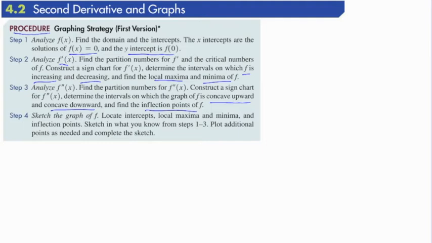Finally, you're going to sketch the graph after you've located intercepts, local maximums and minimums and inflection points, and all of the information you've acquired from steps 1 through 3, plot additional points if needed, and complete a sketch. Okay, so now we're going to apply the graphing strategy we just went over. And again, step 1 said to analyze. And to analyze, it states we should find the domain and the intercepts of the graph.